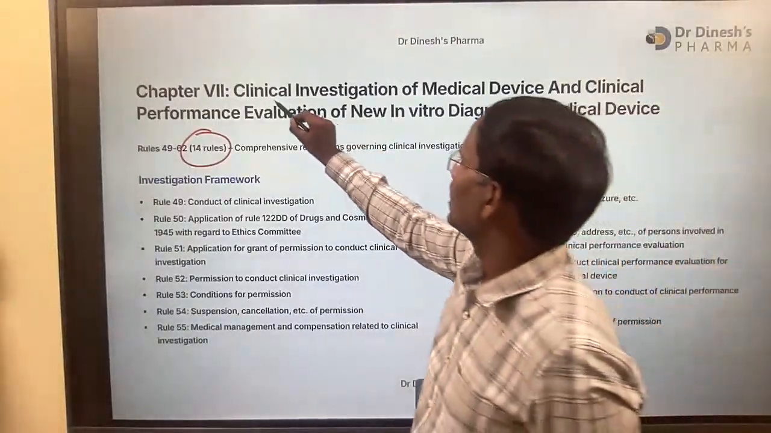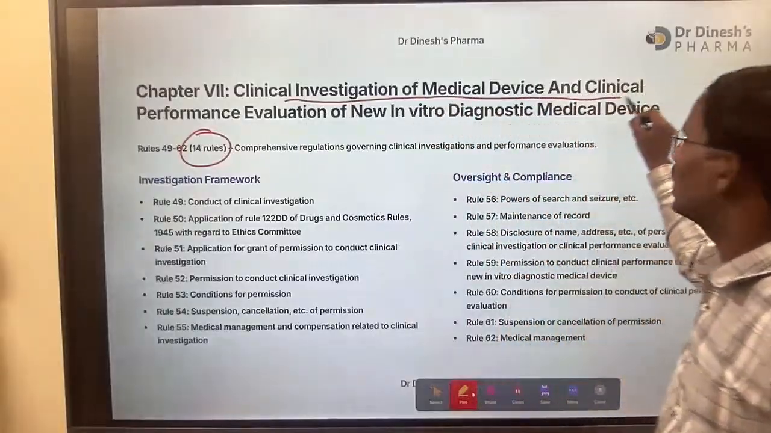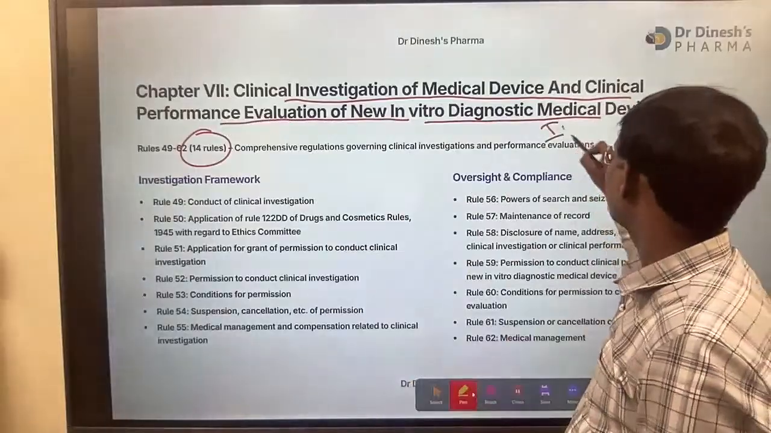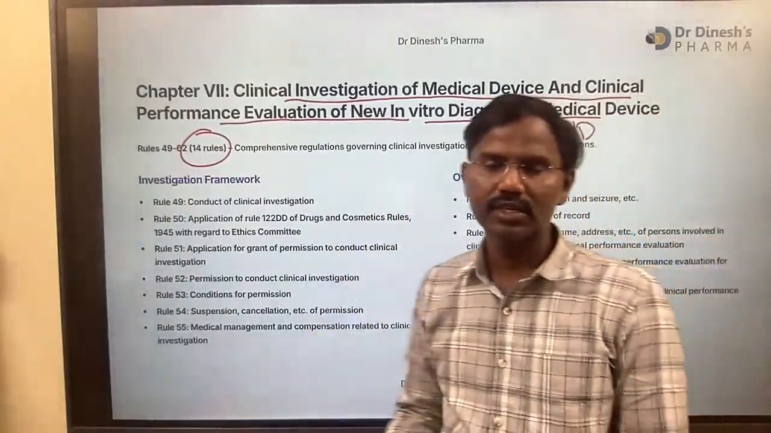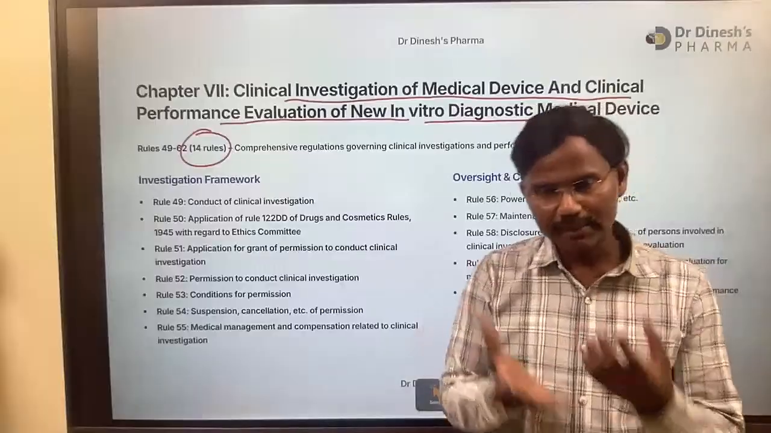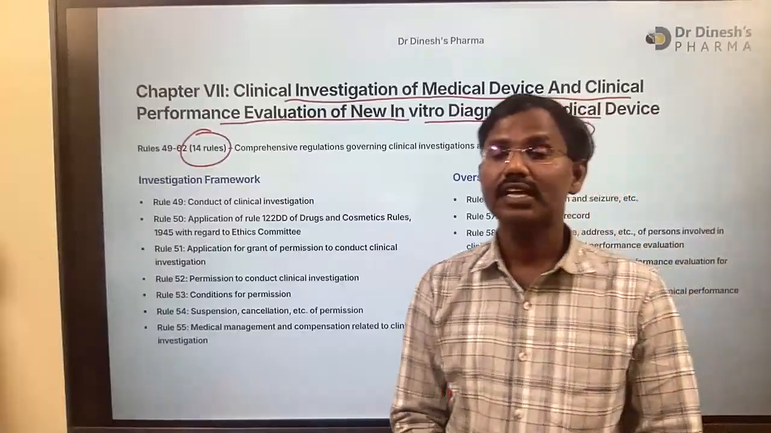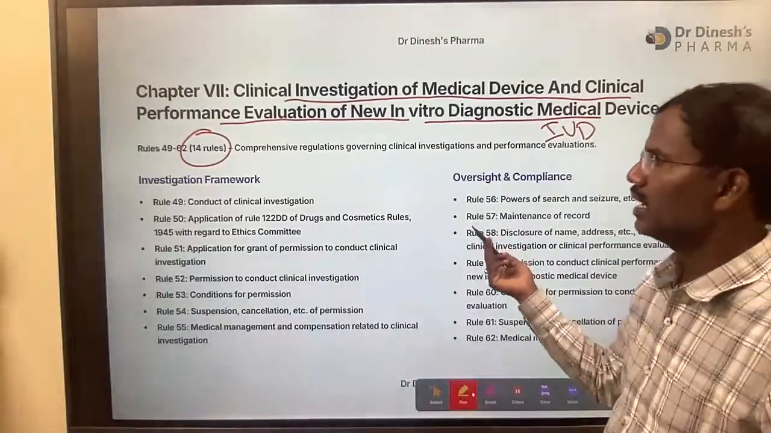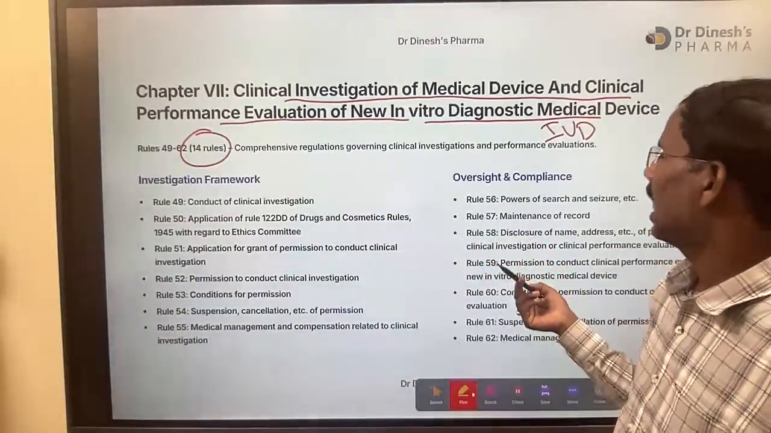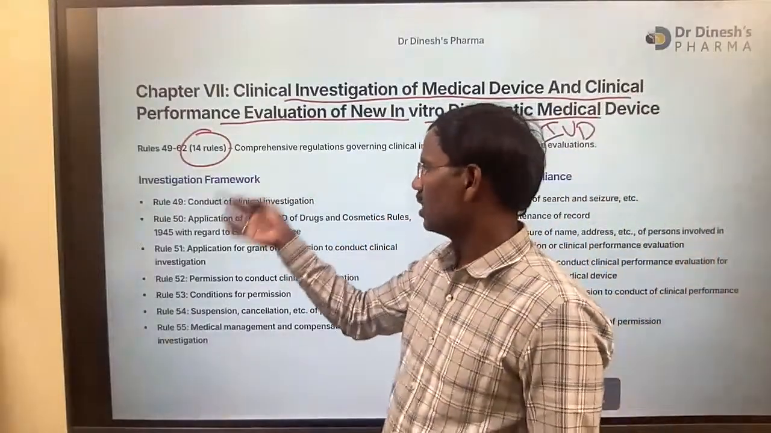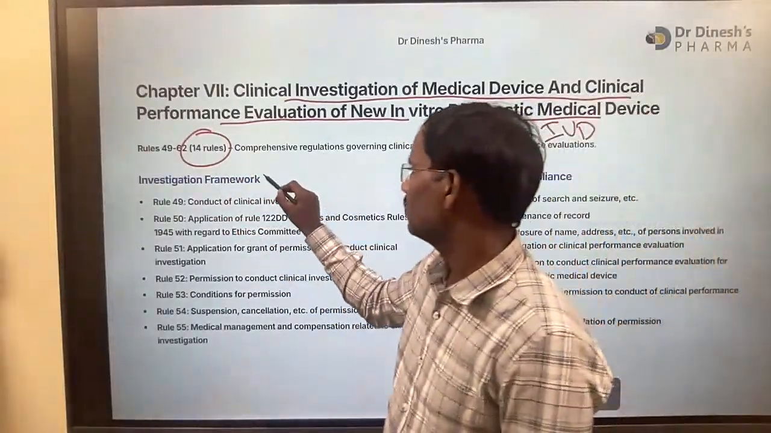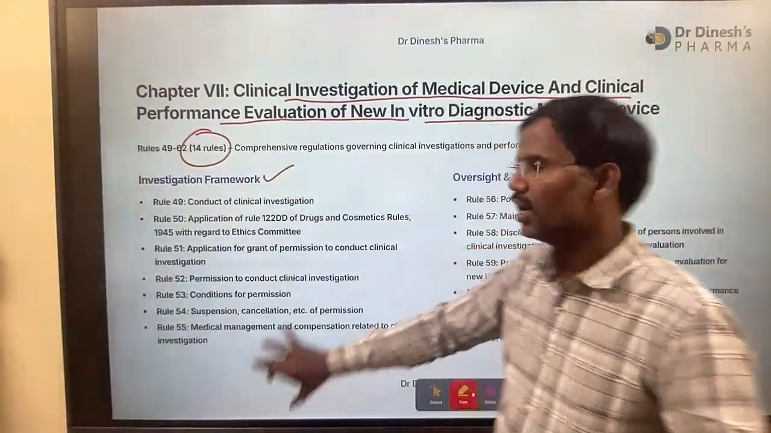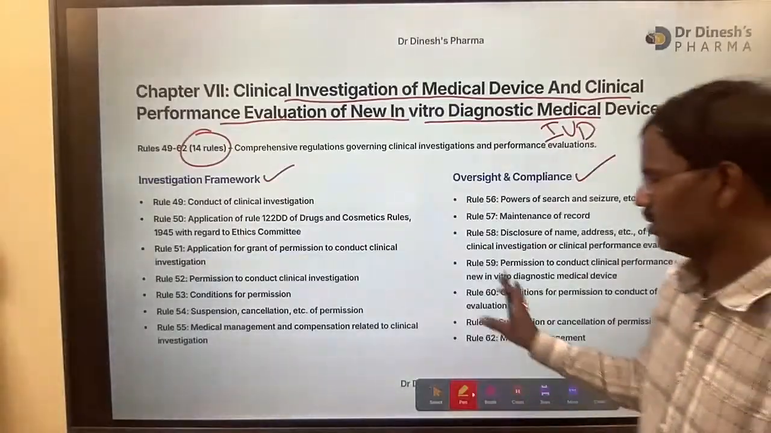So next, this contains 14 rules. This talks about clinical investigation of medical device and clinical performance evaluation of new in vitro diagnostic medical device, IVD. So once we manufacture or import, after labeling, we have to go for the clinical investigation of medical device and clinical performance evaluation of new IVD. Here the 14 rules are again divided into two sides: investigation framework and oversight compliance. This is for investigation and this is to be observed by the medical device officer.